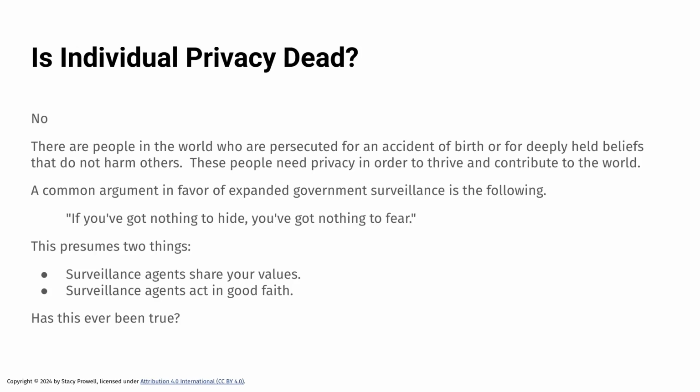There's an argument that you sometimes hear, which is if you've got nothing to hide, you've got nothing to fear. And that sounds, on the surface, pretty reasonable. But it presumes a couple of things. It presumes that the surveillance agents who were implied by that, nothing to fear from who? From the people who want your information. You have nothing to fear from them because they share your values. Do they? Do they share your values? And if they don't, and they find out what your values actually are, is that a problem?